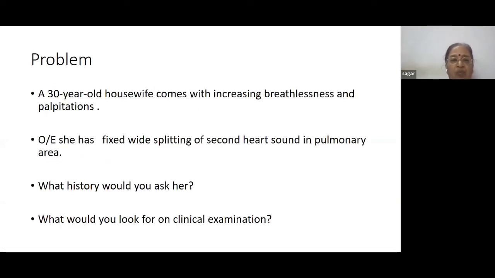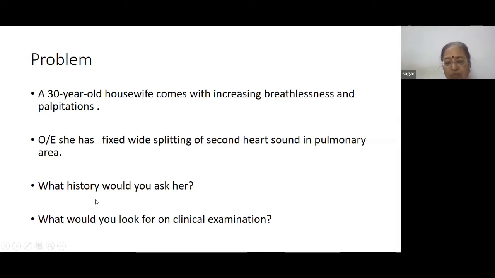Now let's look at a problem. A 30-year-old housewife comes with increasing breathlessness and palpitations. She had wide splitting in the second heart sound in the pulmonary area. Now, this is a giveaway. Whenever you see wide fixed splitting of the second heart sound in the pulmonary area, that's an ASD. So you can look for whatever other clinical features, you can look for the MDM, etc.